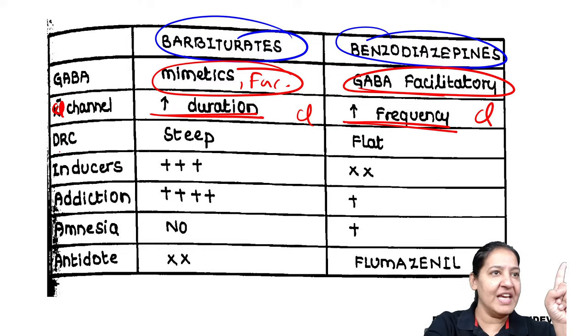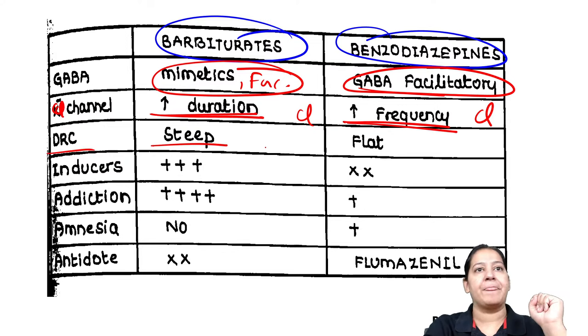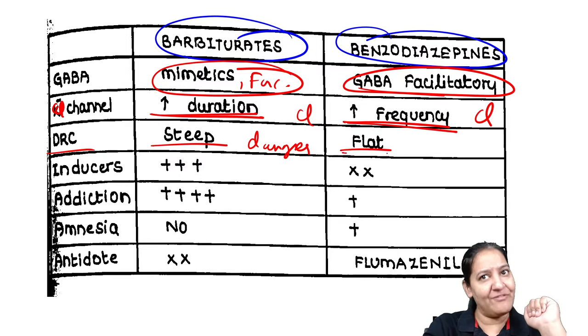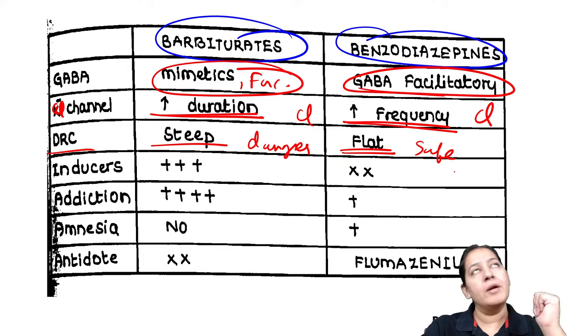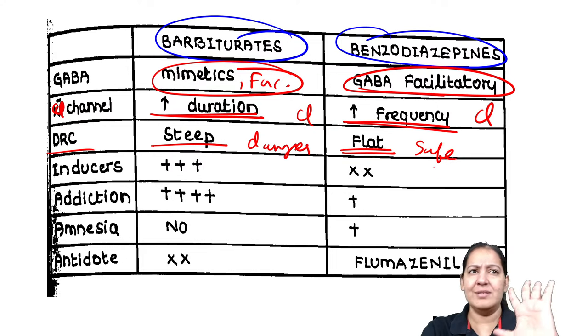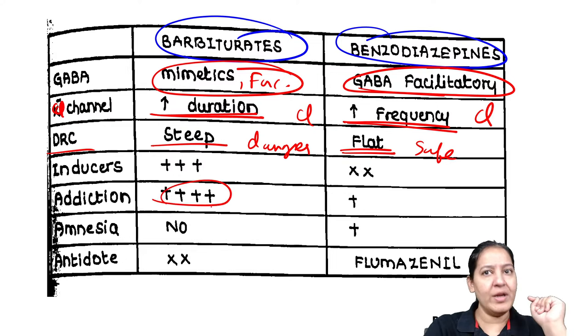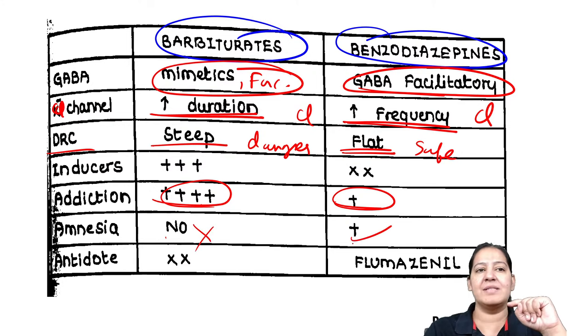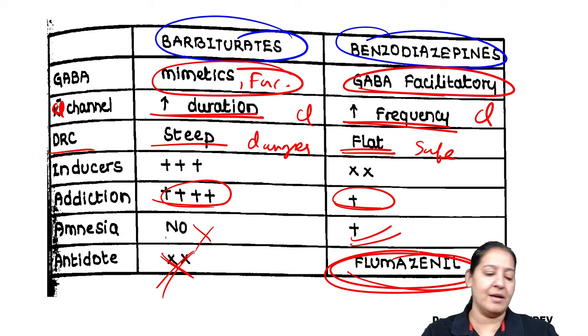Here the DRC is steep. That's why it is a dangerous drug. Even a minute increase in dose can cause death. Here it is flat, so it is a safe drug. If the dose increases there, it is not death, right? Addiction is more here, it is less here, right? Amnesia yahan pe itna nahi hai, lekin yahan pe zyada common hai. Antidote is not available here, but your specific antidote flumazenil is available here.